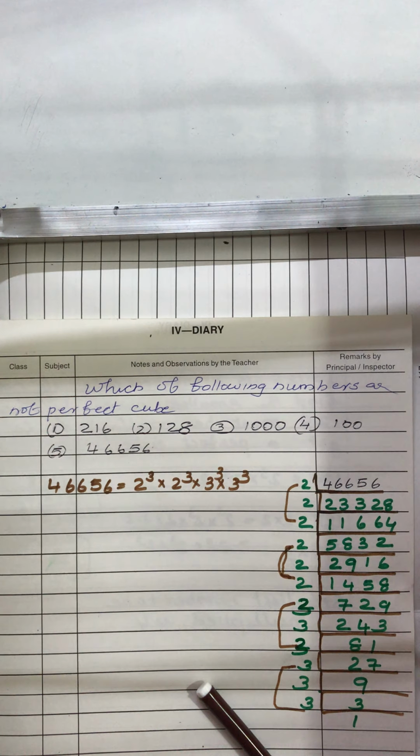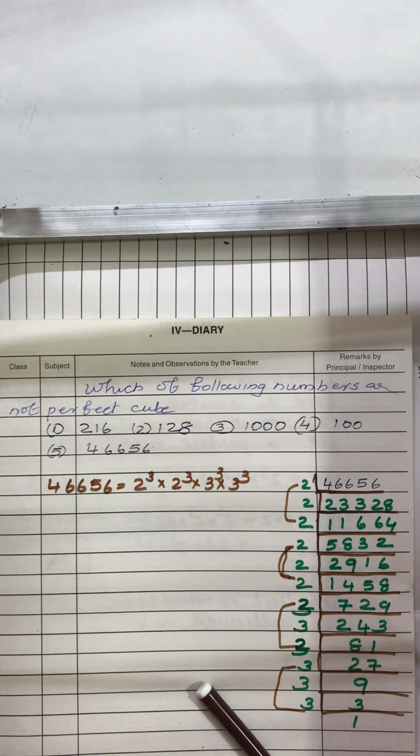Good morning, all. Today we are going to learn how to make a non-perfect square number a perfect square by multiplying it with the least number.